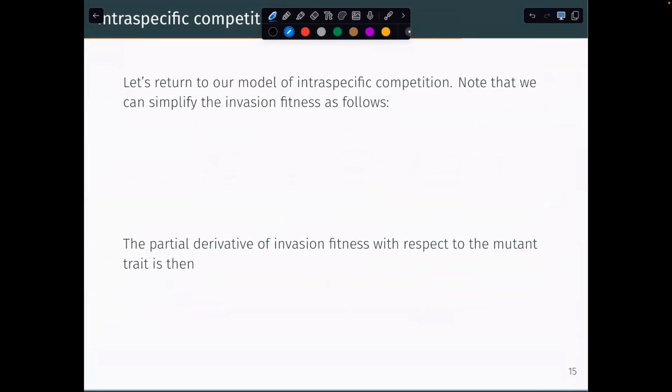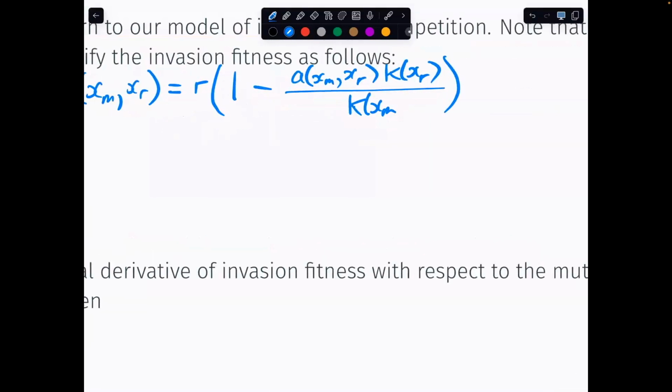Okay, so we've detoured away from our model of intraspecific competition for a while. So let's go back and analyze it. Let's first think about what our invasion fitness looks like. This is our W of XM, XR. You recall this was written as R times 1 minus A of XM, XR times K of XR over K of XM. We had these functions written down at the beginning of the class. We're not going to go all the way back through the notes to get to them.